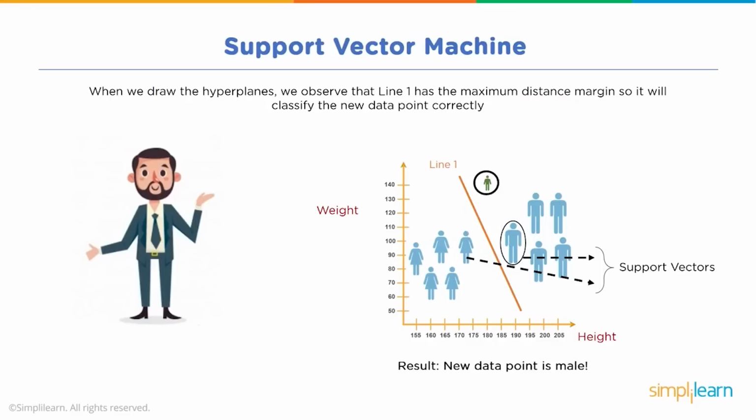So we actually have a value, and it should be equally distant between the 2 points that we're comparing it to. When we draw the hyperplanes, we observe that line 1 has a maximum distance margin, so we'll classify the new data point correctly. And our result on this one is going to be that the new data point is male.